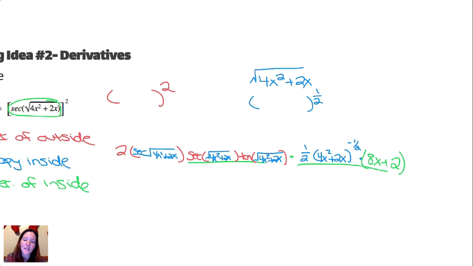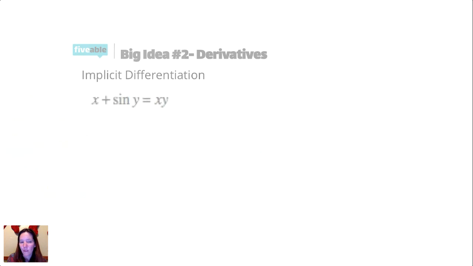Now, again, this is certainly a problem that could use a whole lot of simplifying, but I'm not going to take that time to do that right now. But we certainly could if we wanted to. Okay. So we did product rule, we did quotient rule, we did chain rule. Those are the 3 ways of taking derivatives in just x's, right?